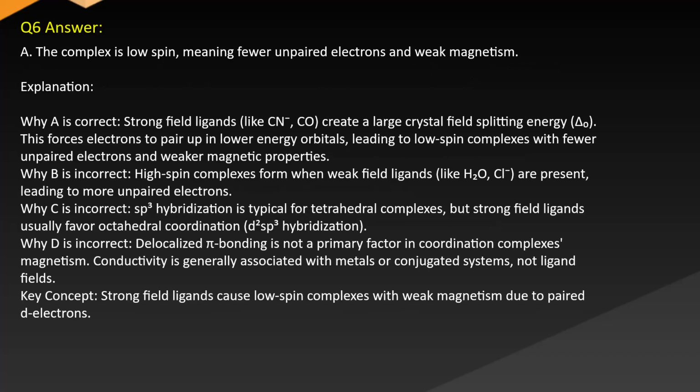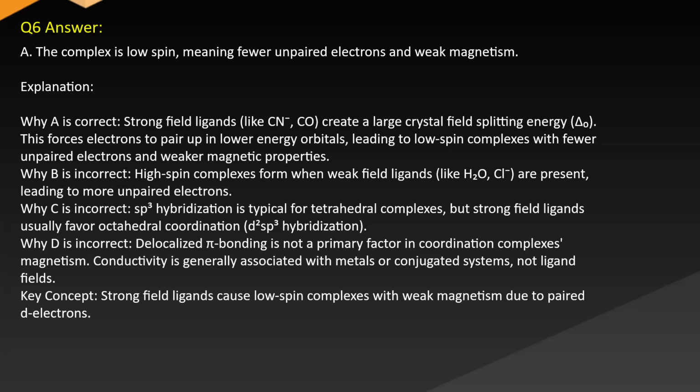Answer A. The complex is low spin, meaning fewer unpaired electrons and weak magnetism. Explanation: why A is correct. Strong field ligands like CN- create a large crystal field splitting energy, delta. This forces electrons to pair up in lower energy orbitals, leading to low spin complexes with fewer unpaired electrons and weaker magnetic properties. Why B is incorrect.